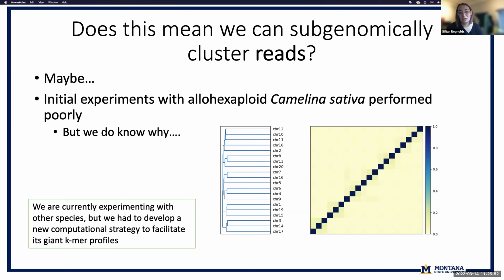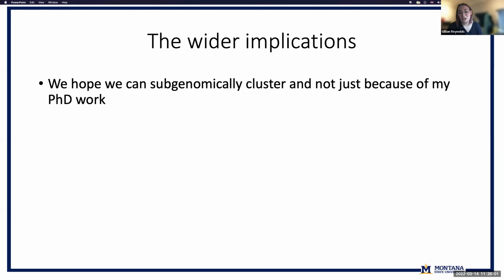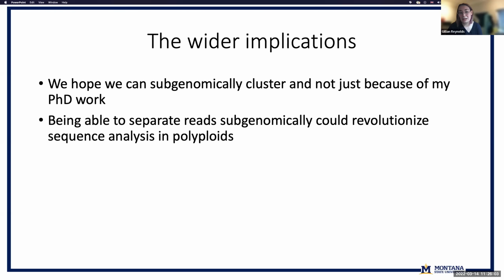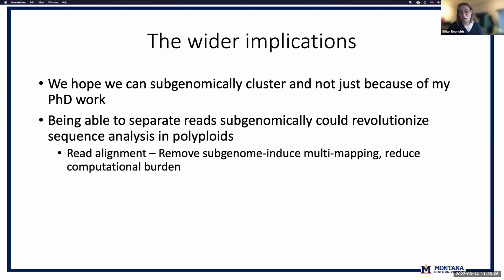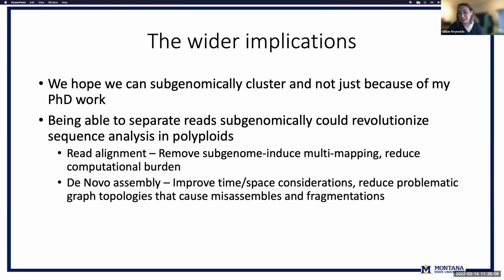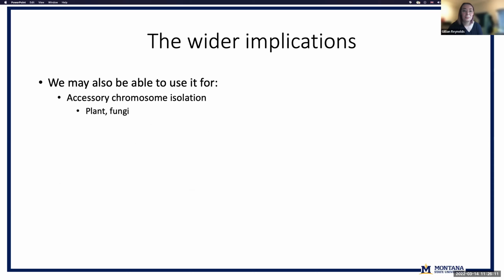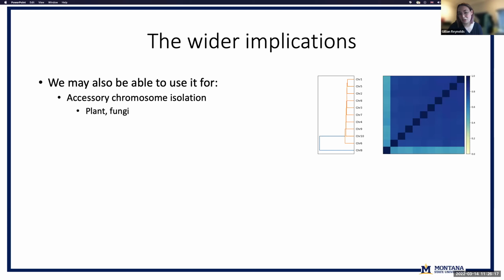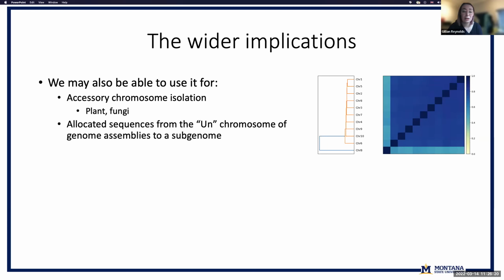We are currently experimenting with other species, but I had to develop a new computational strategy to facilitate this because of their giant KMA profiles. The wider implications involve, as I've already mentioned, being able to revolutionize sequence analysis in polyploids. That includes read alignment and de novo assembly, being able to improve those approaches. But we may also be able to use it for accessory chromosome isolation, and I have had some success with that with the maize B subgenome. Also allocating sequences from the unplaced chromosome of genome assemblies to a potential subgenome, which I think would be really cool. They are both currently in testing right now.